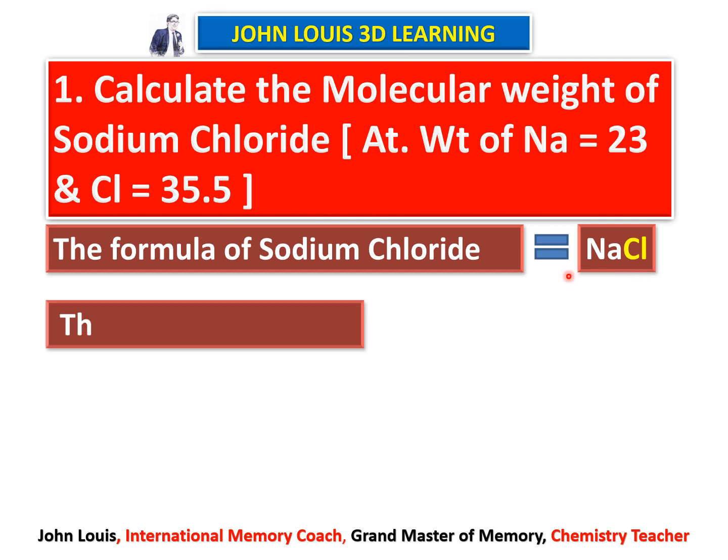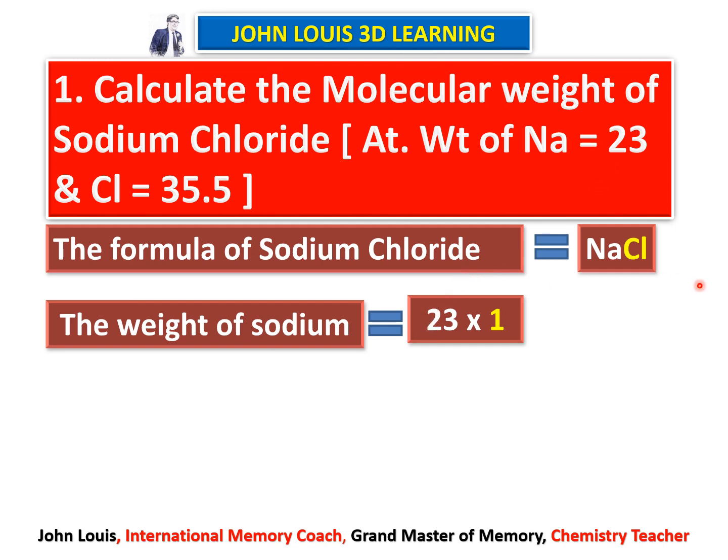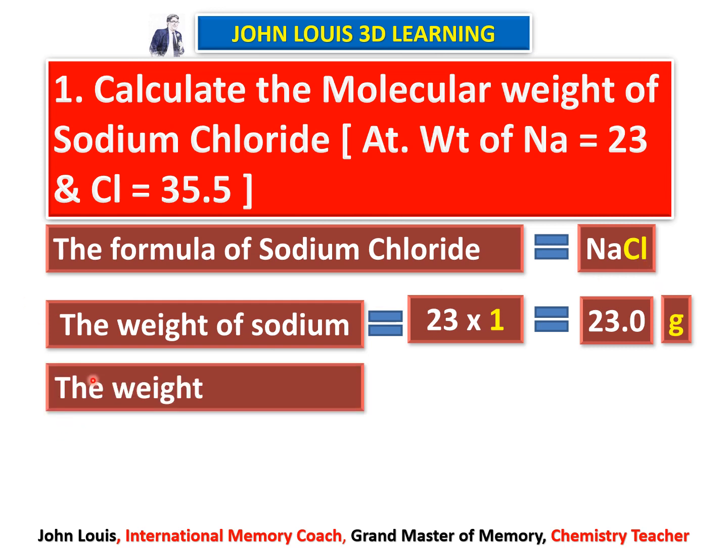We know it very well and we have taken the formula of sodium chloride as NaCl. The weight of sodium is equal to, what is the atomic weight of sodium? 23. But how many sodium atoms are there in that sodium chloride? Only 1. Therefore, 23 into 1 is equal to 23 grams.